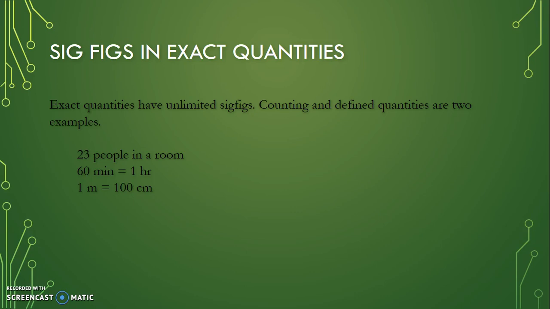Another rule for this is that exact quantities have an unlimited number of sig figs. And I know that sounds kind of crazy, but basically they have an infinite amount. So if there are 23 people in a room, there is no uncertainty about that. You're not going to have a portion of one. How many sig figs are in this? Infinity. The fact that 60 minutes is 1 hour, there's no uncertainty about that. Like, we know this for sure. Both of those have an infinite number of sig figs. The same thing goes for like the idea that a meter equals 100 centimeters. Both of those have an infinite number of sig figs because it's a known, understood, defined quantity.